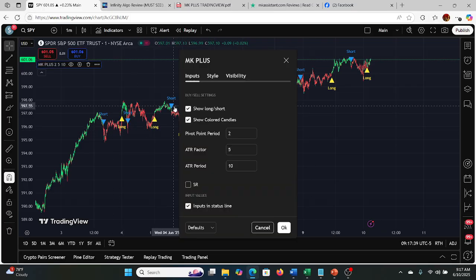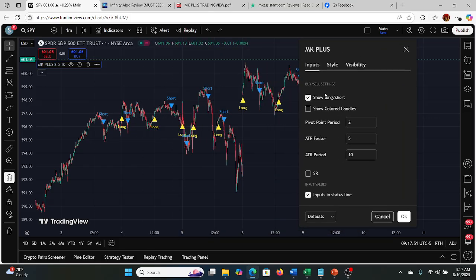When you click on the indicator, basically you can turn off the settings. You can show colored candles, which is what I have on right now. So this is what it would normally look like if you didn't have the colored candles on. I like the colored candles on it. It shows the longs are green, reds are shorts.